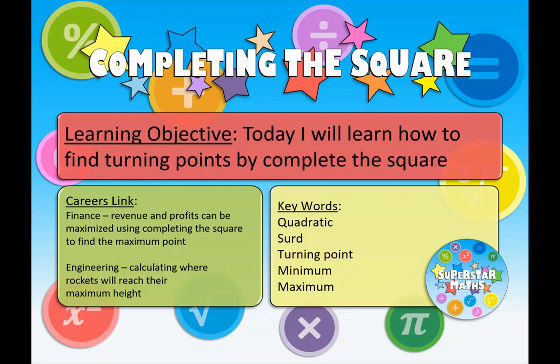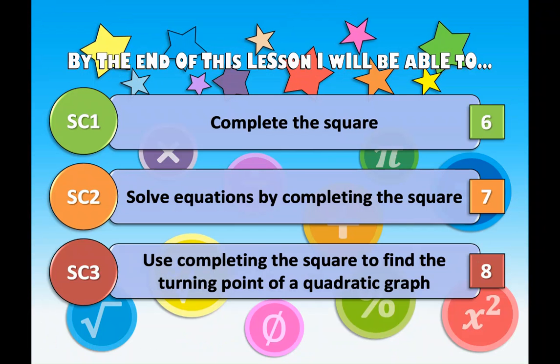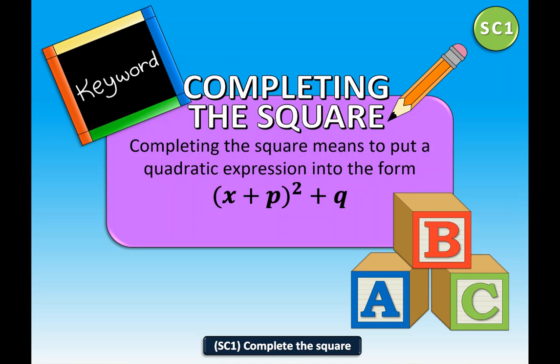Hi guys, welcome back. Today we are going to learn how to find turning points by completing the square. We've got 3 success criteria, and the first one is to be able to complete the square. So completing the square means to put a quadratic expression into this form.